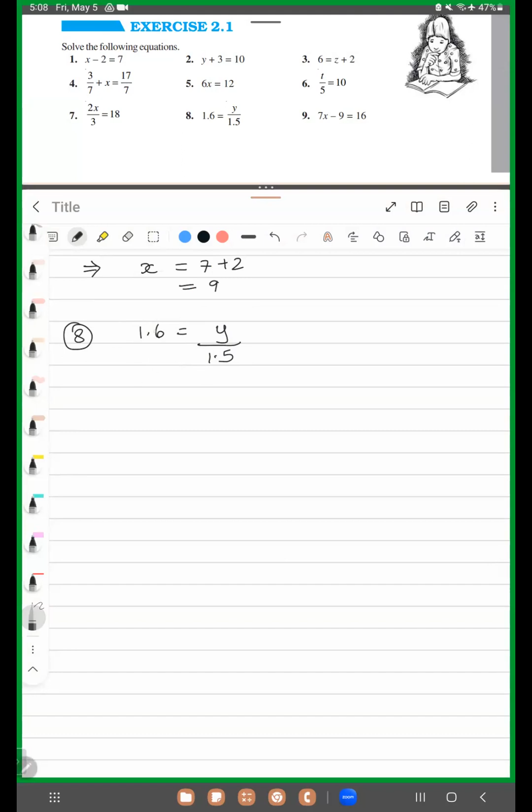So now just imagine if these were normal numbers, like apart from decimals, if these were whole numbers, what would you have done? I would bring 15 to the other side, and then it will be 15 multiplied by 16. Very good. So now it's 1.6 multiplied by 1.5. ठीक? Yeah. Is equal to y. है ना? Yeah. Wait, I'm solving it right now. Very good.